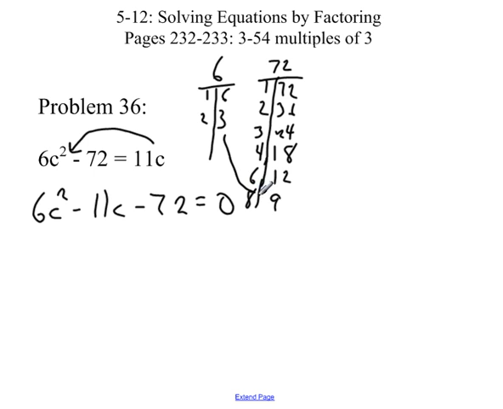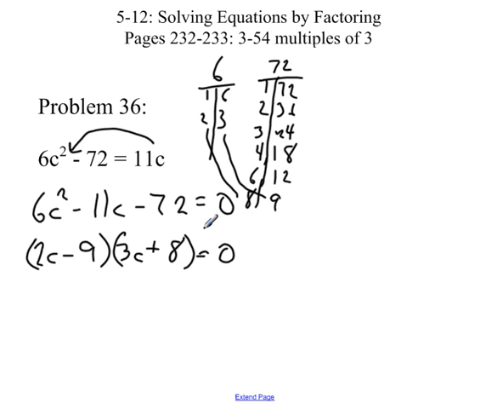27 and 16 will do the trick. Let's go ahead and get that trinomial factored. I'm getting to 6c squared by doing 2c and 3c. I know that my 2 needs to multiply by an 8. My 3 needs to multiply by a 9. And I need a larger negative number.